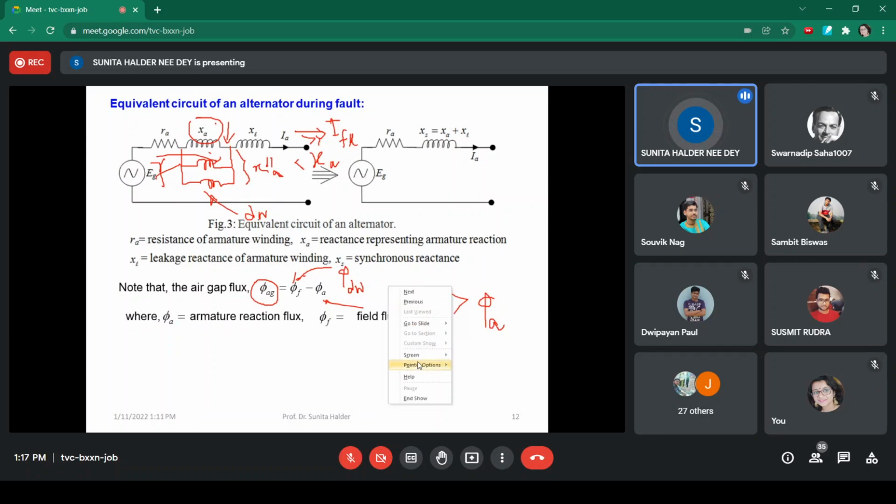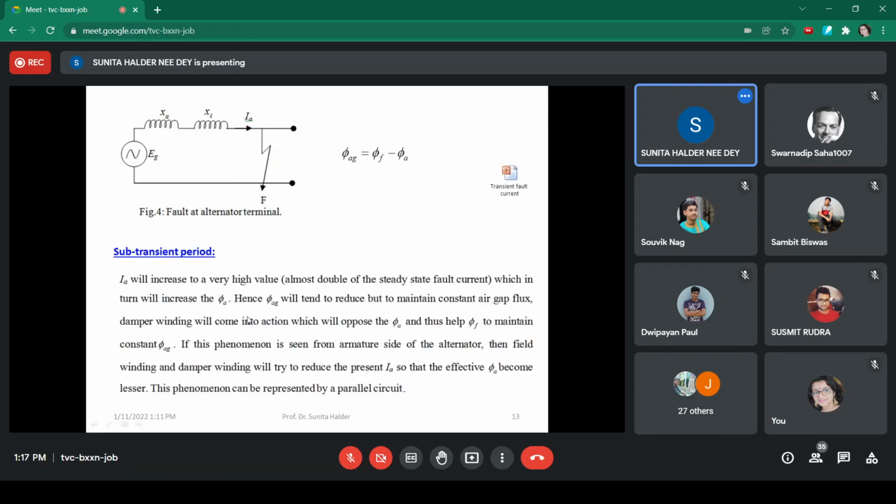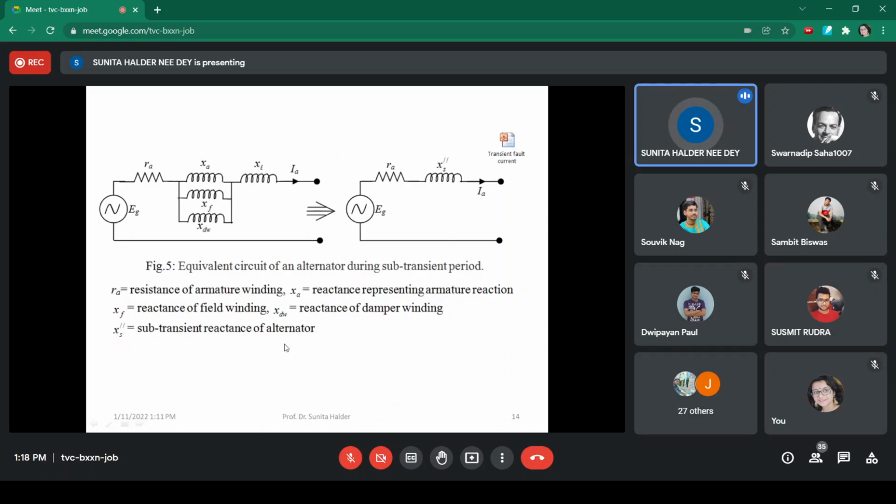So if we draw that, whatever I have told is written there in the previous slide. So this is the thing, but this is actually not an electrical connection. Due to the behavior of the machines, we can represent the equivalent circuit in this way. So in short, the equivalent of these reactances obviously will be less than XA, so we can write this as XA double dash, and the total reactance we may write as XS double dash.